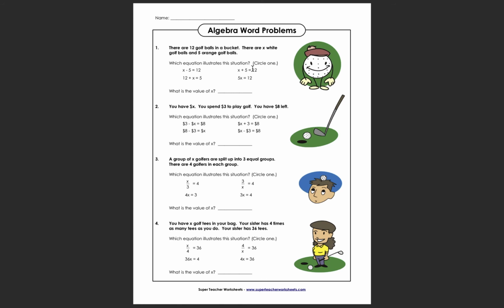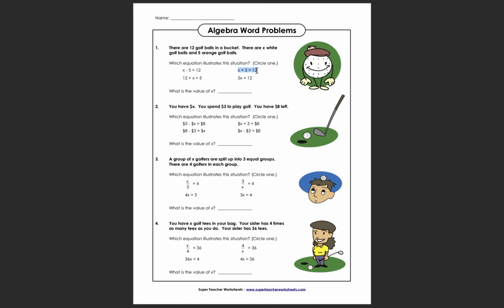Well, I know the white golf balls plus the orange ones equals 12, because it doesn't say that there's 5 times as many golf balls or that there are 5 less golf balls in the bucket. So it can't be multiplication because it doesn't say that there's 5 times more. It just says that there's 12 in total, there's X white and 5 orange. So I know that X plus 5 must equal 12. So it has to be this problem right here because I know that my total has to equal 12.